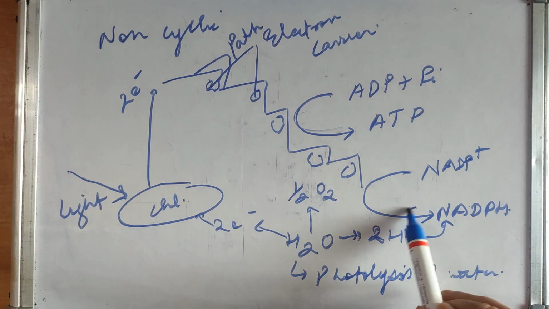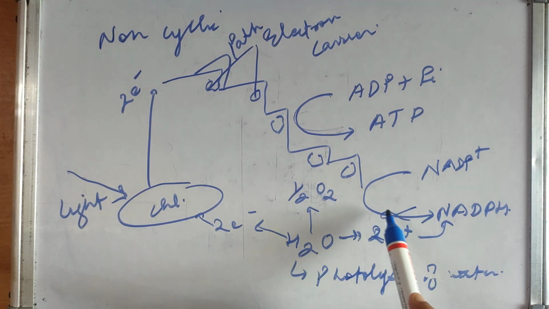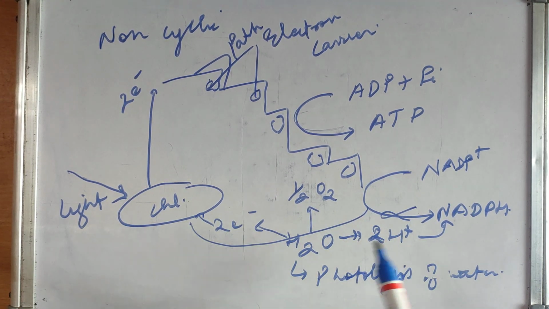So this is what photolysis of water is, that is production of oxygen and 2H plus. So this is non-cyclic because it breaks here. It doesn't complete. There is photolysis of water. Without photolysis of water there is no completion, so it is non-cyclic. This is how you can describe cyclic and non-cyclic phosphorylation through a diagram.